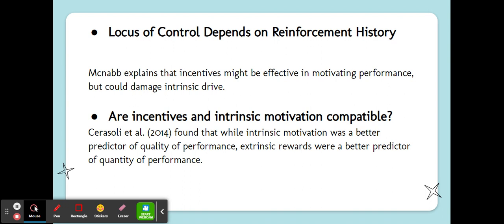Cassandro et al. question a general view that incentives and intrinsic motivation are incompatible and claim that both predict performance. They found that while intrinsic motivation was a better predictor of quality of performance, extrinsic rewards were a better predictor of quantity of performance.